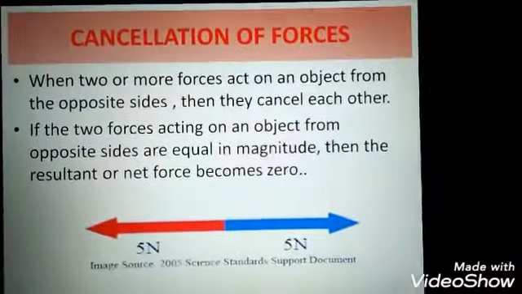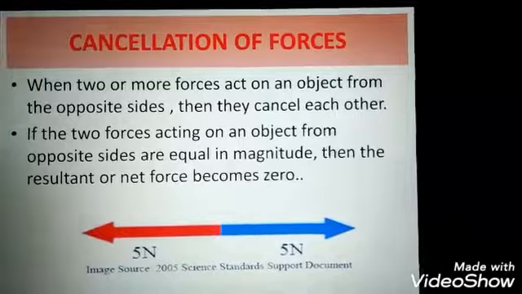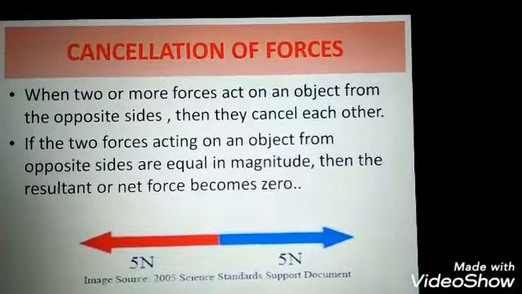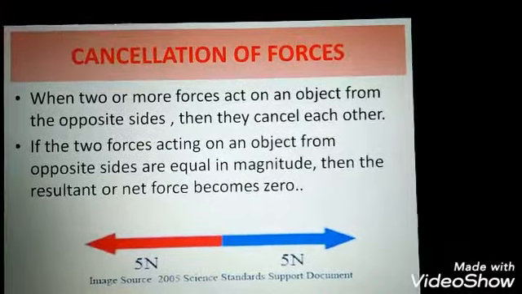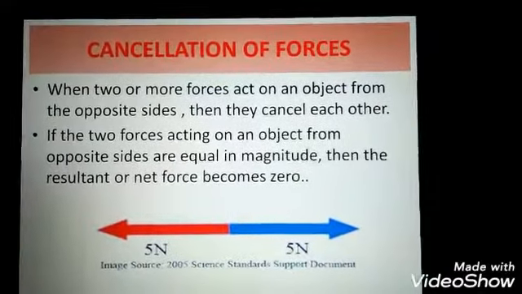What will happen to the table? The table will not move. The table simply will stay in its place. Why? Because both the forces have equal magnitude, so they will cancel each other. And the net force will become 0.